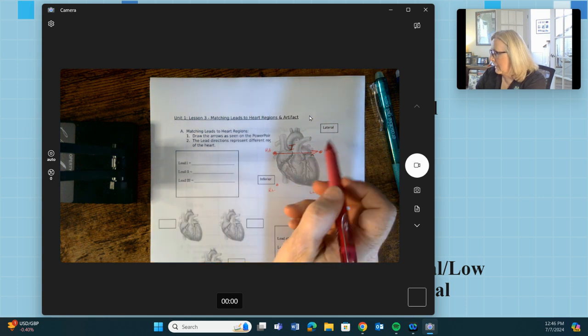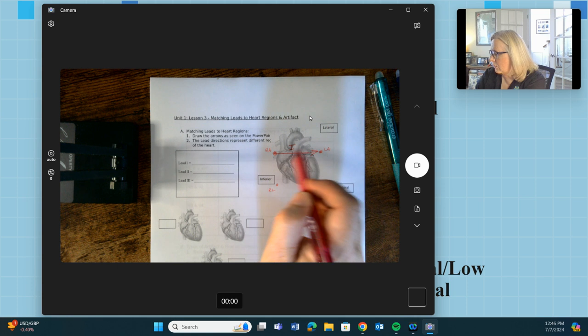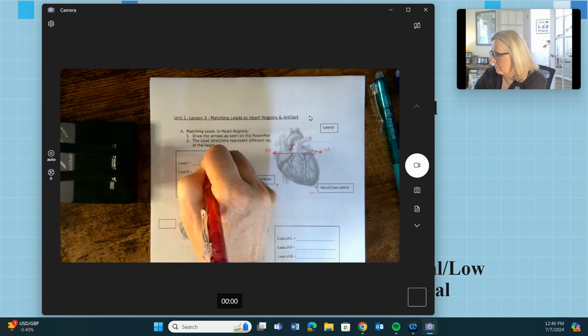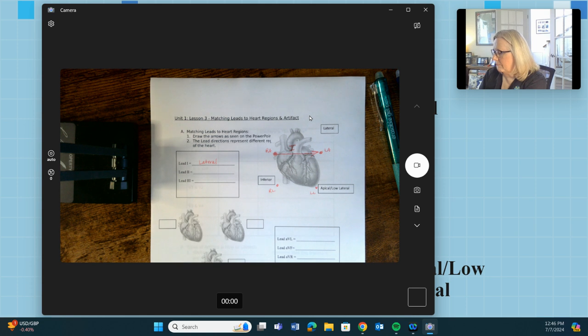What coincides with that is going to be our lateral region because it's across the top. So write lateral in here. Okay.